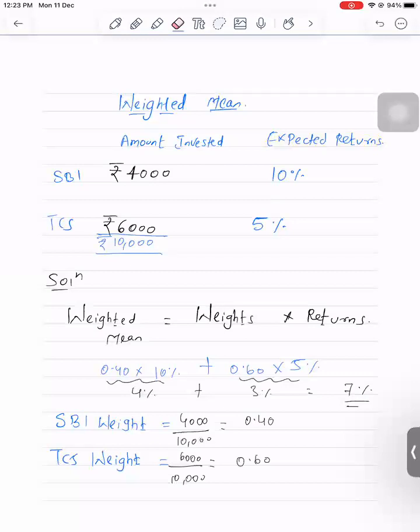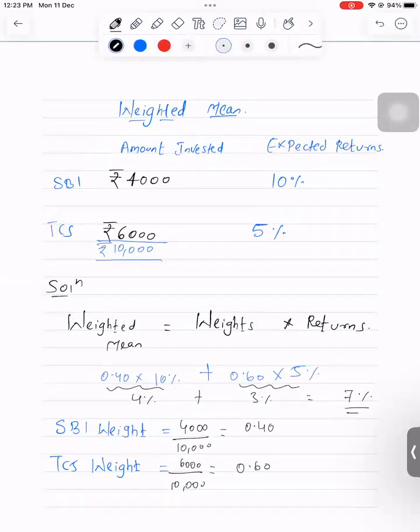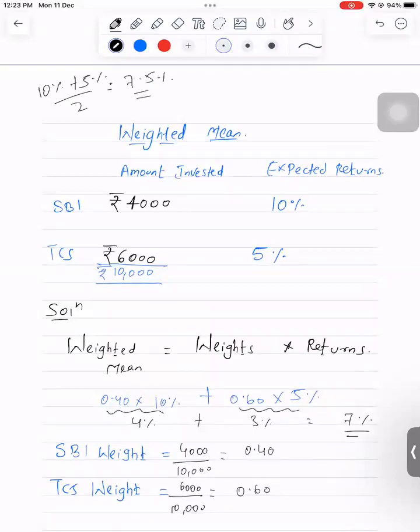Now let's understand how weighted mean is different from simple mean. Now can someone please come up with simple mean? If let's say I want to come up with simple mean, so what will be the simple mean in this case? Arithmetic mean. Please calculate arithmetic mean. One and a half. Yeah, 7.5. So how we have calculated: 10% plus 5% divided by 2. Okay, this will be 7.5. So this is arithmetic mean, 7.5%.